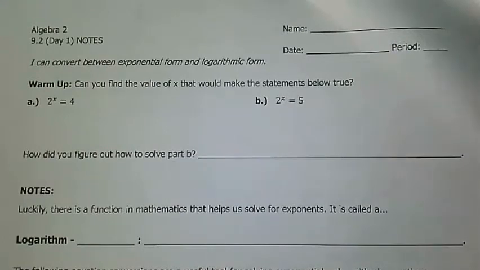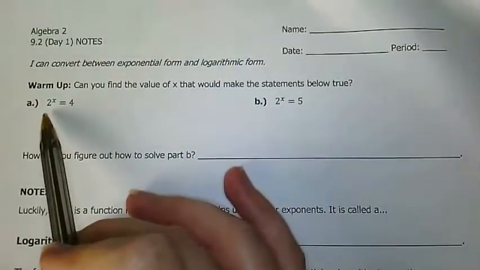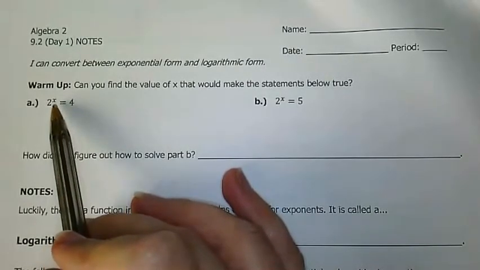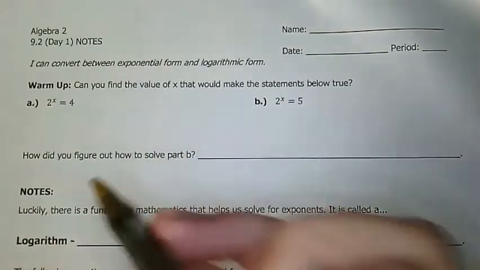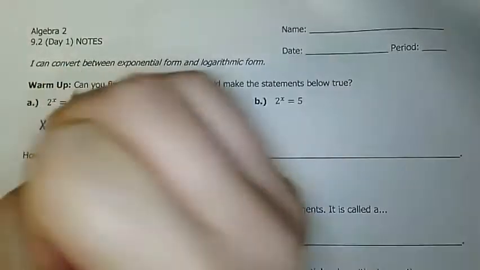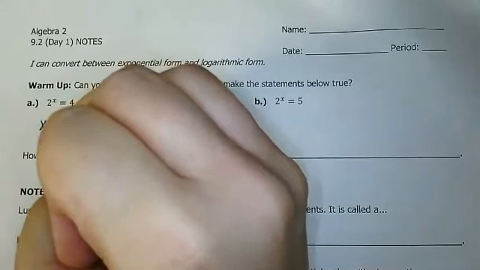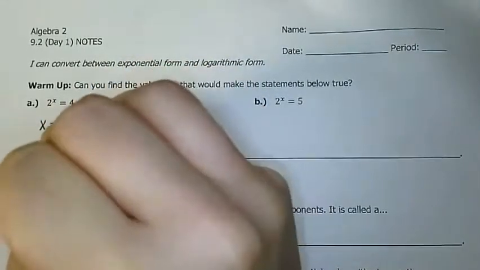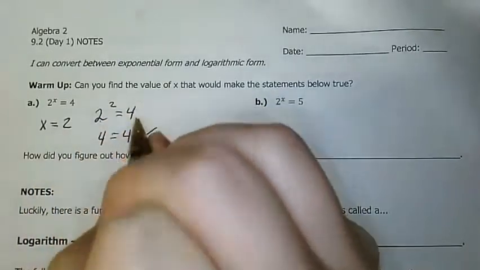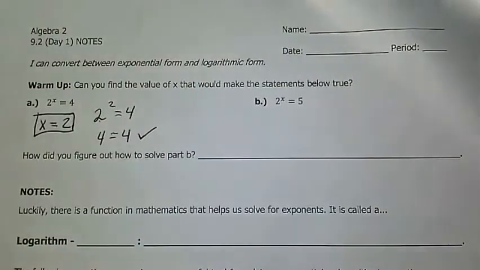We need to find the value of x. So if we're looking at problem A, we have 2 to the x power is equal to 4. We need to try to figure out what x is. So we know that 2 squared is equal to 4, so x must equal 2. And if we double check that, 2 squared is equal to 4, and since 4 is equal to 4, this is a true statement, so x must be 2.